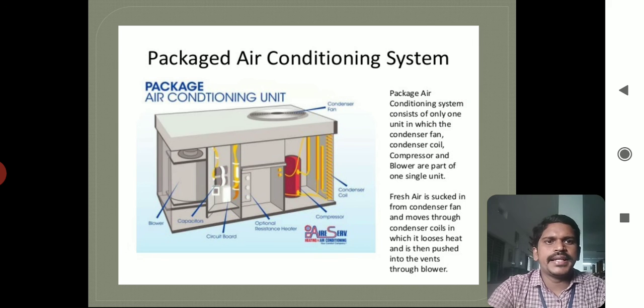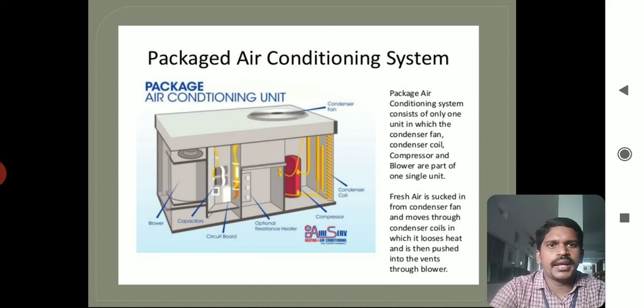Next one, packaged air conditioning system. You can see the number of units or components in the single packaging. The packaged air conditioning system consists of only one unit in which the conditioner fan, condenser coil, compressor and boiler are part of one single unit.